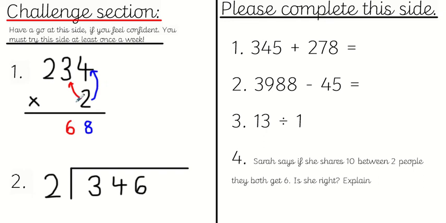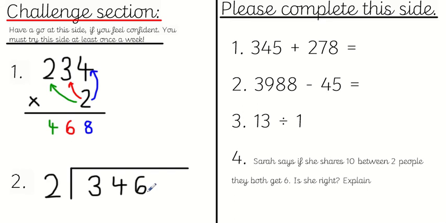Changing colour to help you. 2 times 2, or again 2 times 200. So I'm going to do 2 times 2 because that's how confident I'm feeling. 2, 4 times by 100, 400. There we go. Well done if you've been following me along with that method.